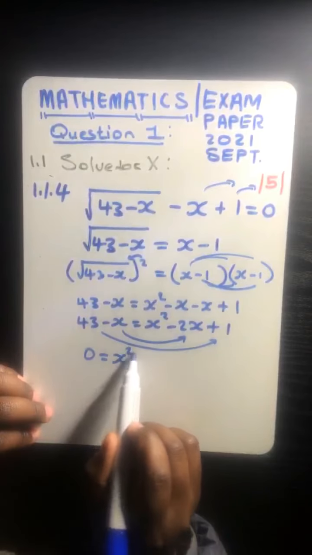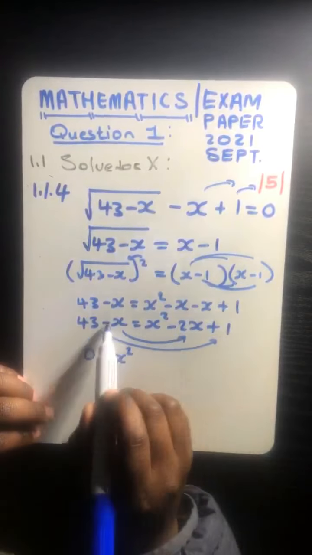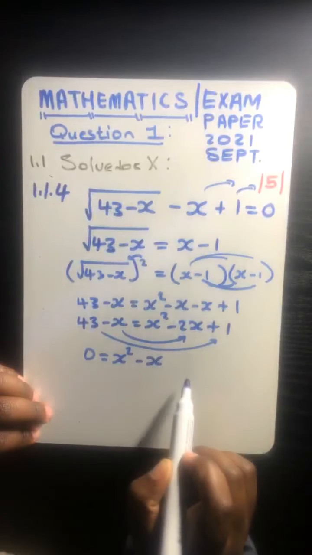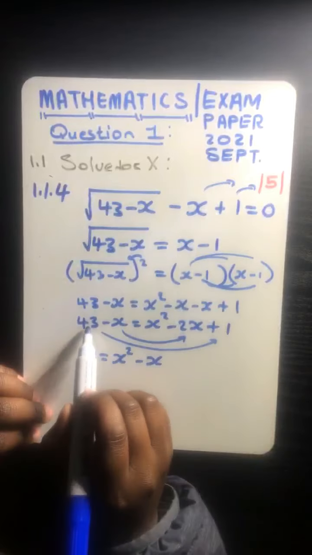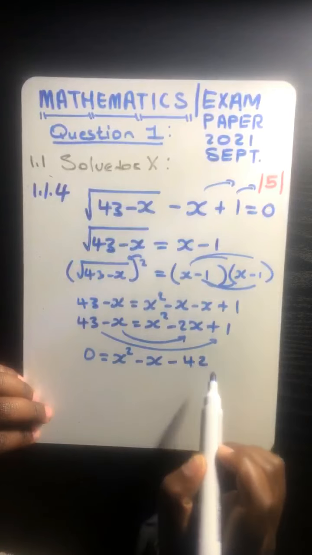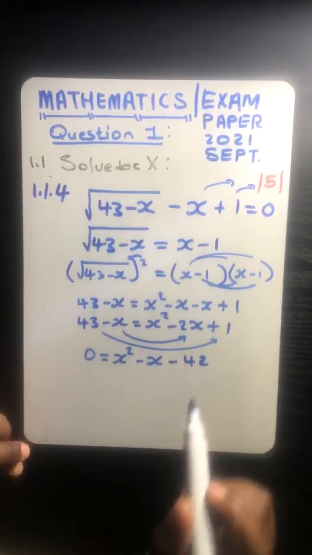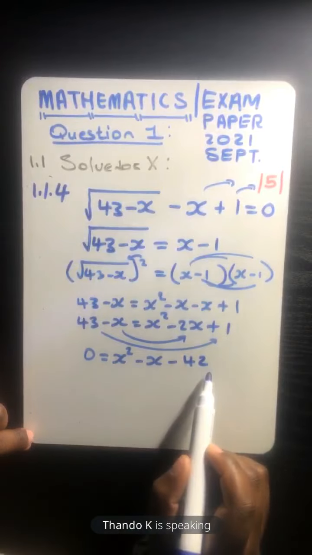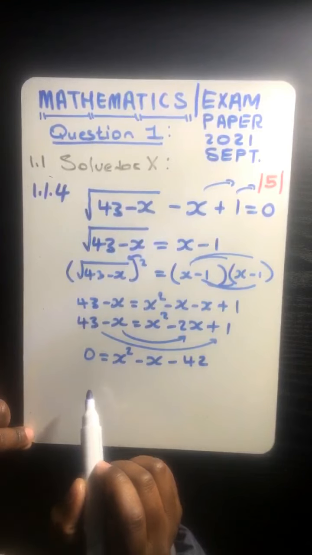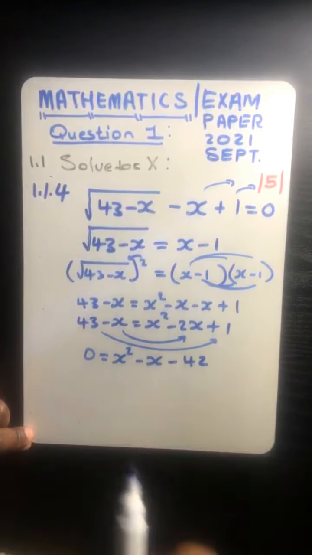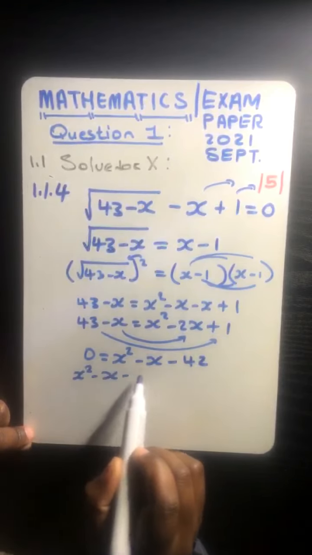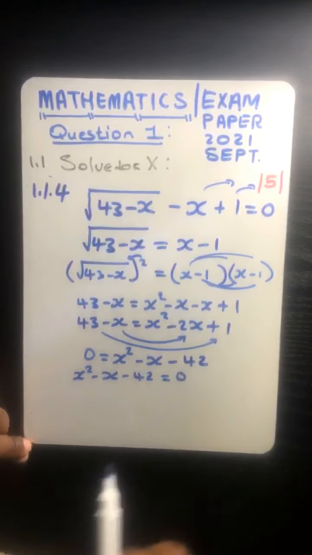Therefore we've got x squared, and then it changes sign, it becomes negative, then we have negative x. And what is 1 minus 43? I think we end up having negative 42 over there. So can you now see, we have this in standard form and it's equated to 0. If you want to write it nicely the way you are used to, you can say x squared minus x minus 42 equals 0.